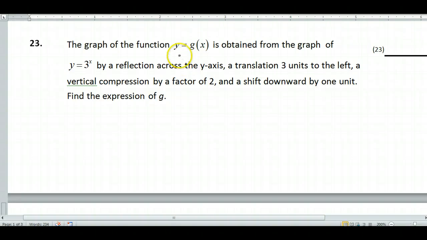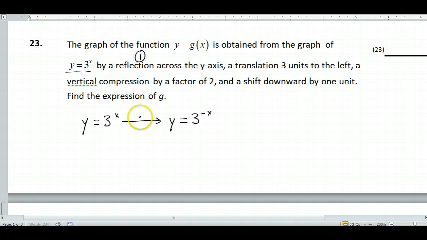The graph of the function y equals g of x is obtained from the graph of y equals 3 to the x by, alright, by what? Reflection across the y-axis. That means x becomes negative x. Here we go. That's the reflection across the y-axis. So I'm going to call this one 1. A translation, 3 units to the left. I'm going to call this one 2.